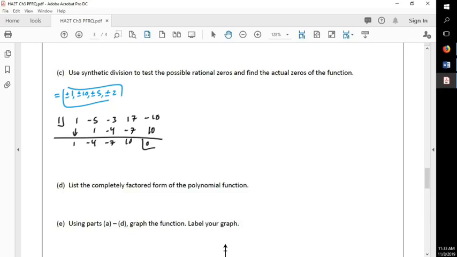Hey, I got lucky. The first one I chose was a 0. I don't have to try it again. Yay. Now, what does it say? Use synthetic division to test the possible rational zeros and find the actual zeros of the function. All right, so far we have 1. Okay, do we have more?